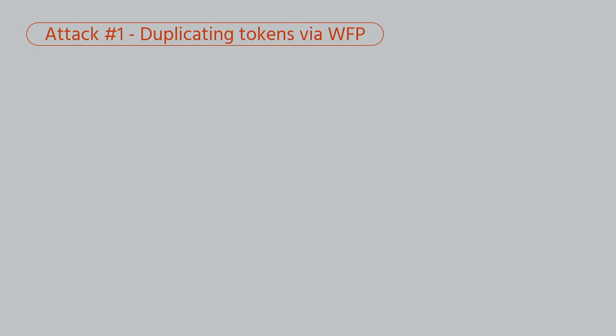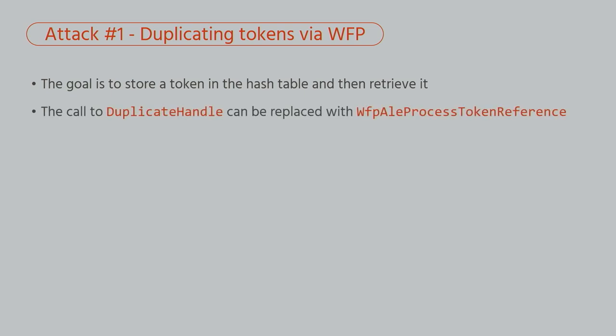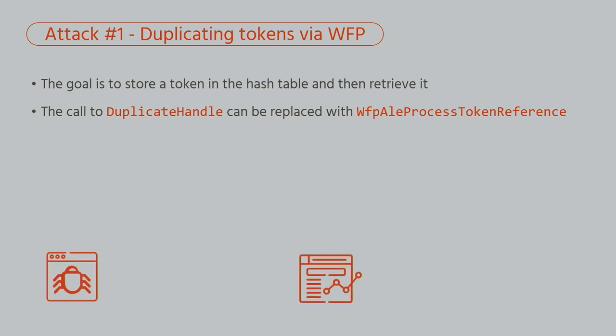Time to put all the pieces together. Our goal is to store a token in the hash table and then retrieve it. We can rely on the technique we talked about before, the one that is based on the API duplicate handle. Like before, we have our offensive tool and the process running as NT AUTHORITY\SYSTEM, but now we also have the TCP/IP driver and the hash table.